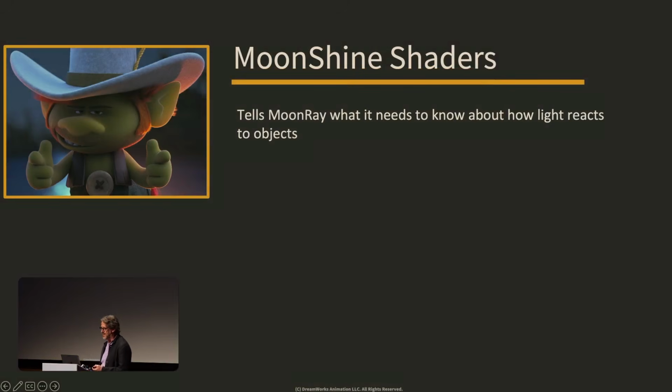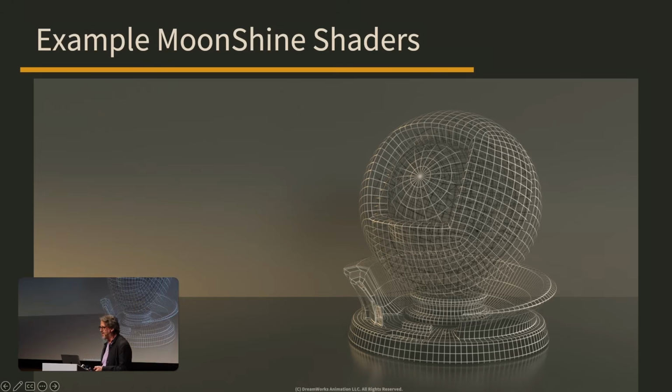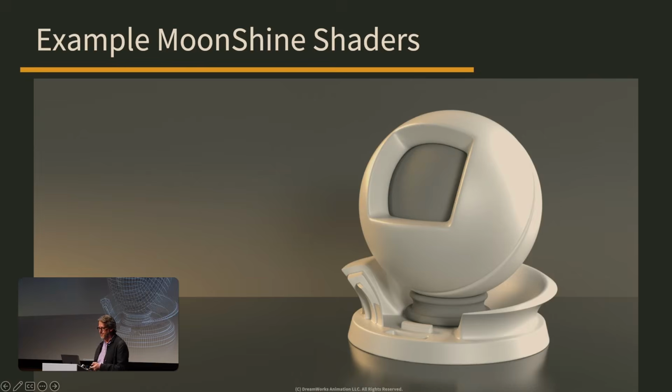Shaders are plugins to the renderer that describe lights, materials, geometry, etc. Moonshine is a package of capable production shaders that are included with the open source MoonRay repository. Here we have a wireframe mesh of our version of the standard Shaderball 3D model. We've open sourced this model on the Open MoonRay website.